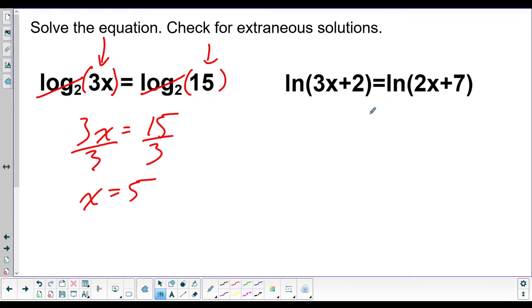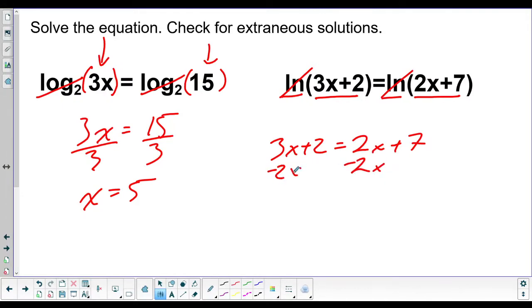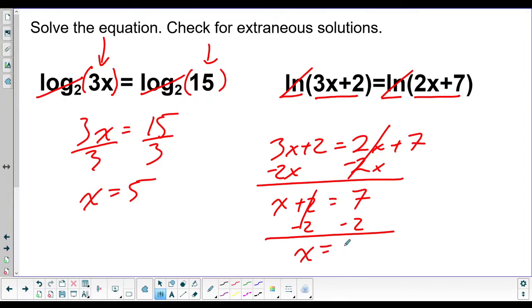All right, let's try it on this one. We have a natural log of some stuff equals a natural log of some stuff. So what we're going to do is cross out the natural logs, and then we're going to solve this. So we have 3x plus 2 equals 2x plus 7. I'm going to move the 2x over, trying to get all my x's together. So we're going to subtract 2x on both sides. These cancel. And then 3x minus 2x is just x. Bring down our plus 2 equals 7. And then we subtract 2. These cancel and x equals 5.